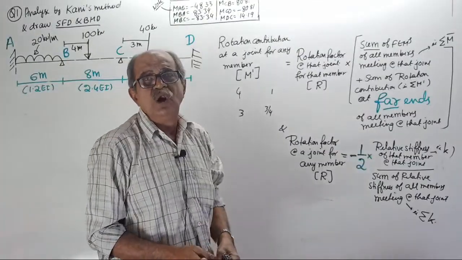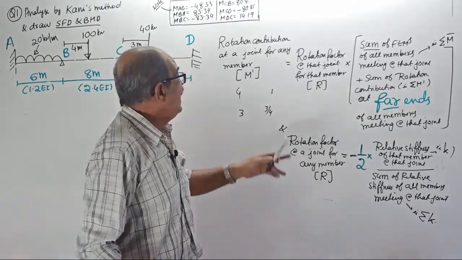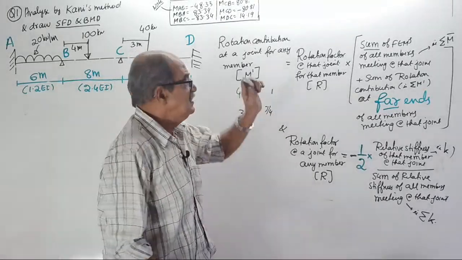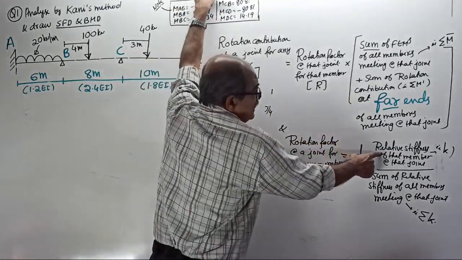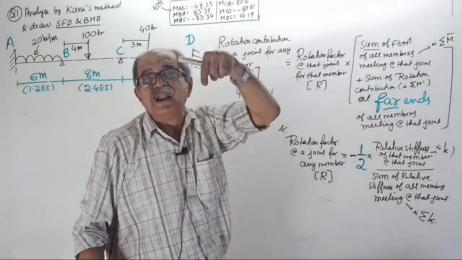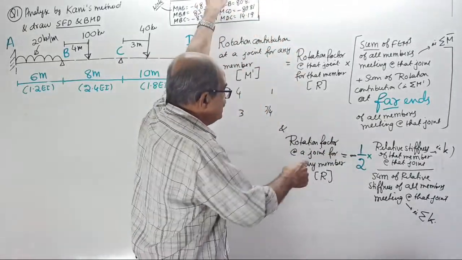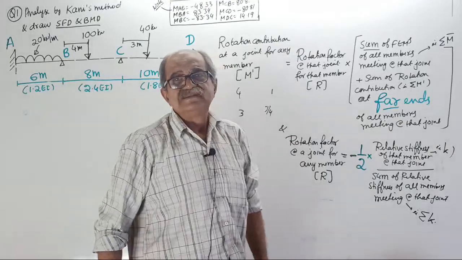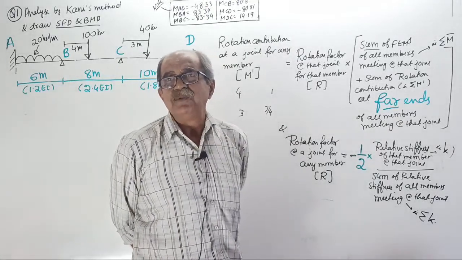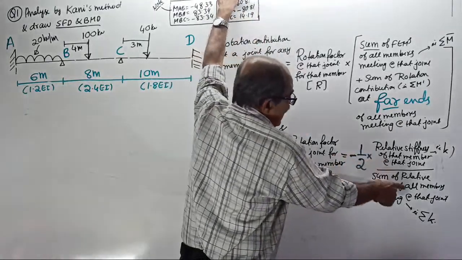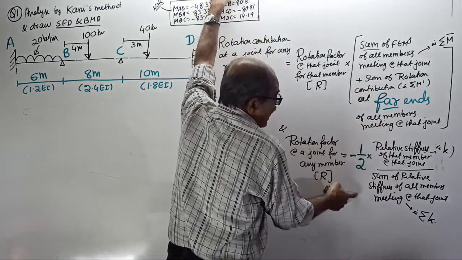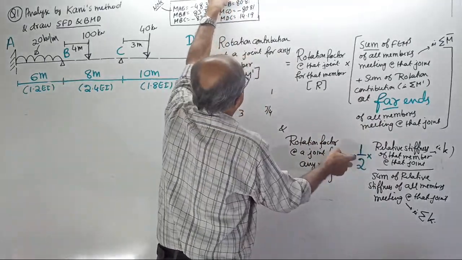This all I told you in the earlier class. But today I will write a note for this one. It is the relative stiffness of that member for which you want R, divided by the sum of relative stiffness of all members meeting at that joint. This all I will calculate in the problem now.